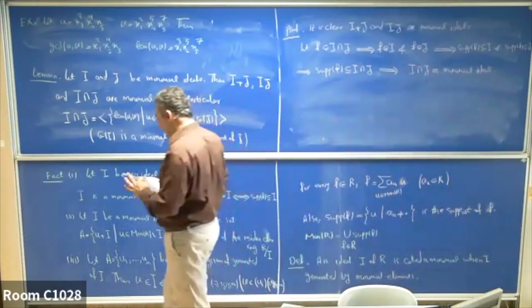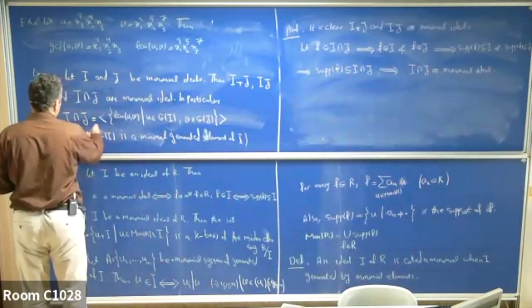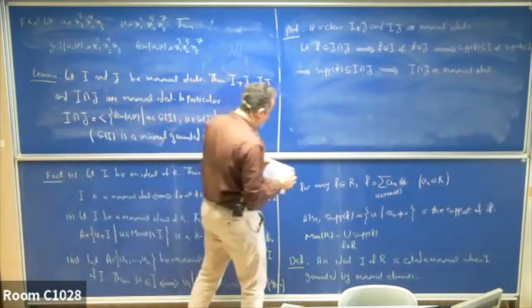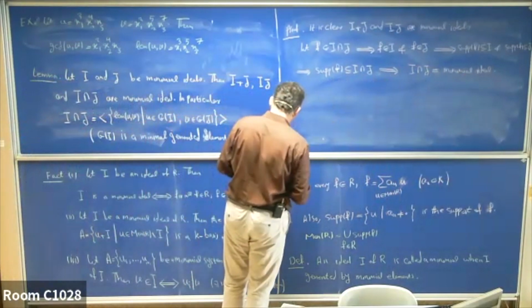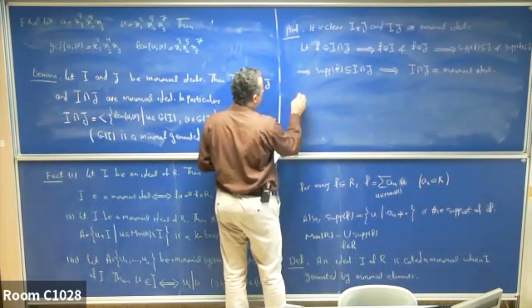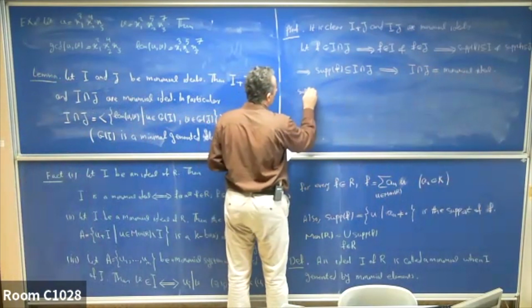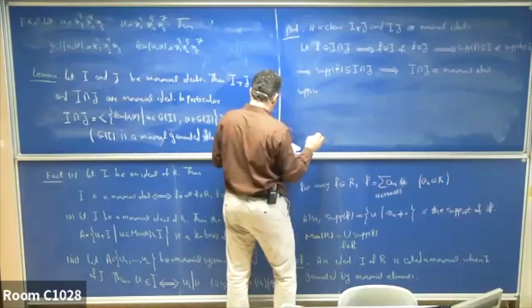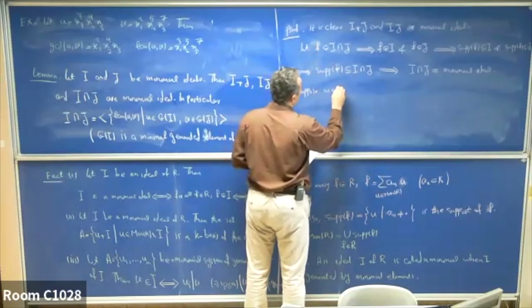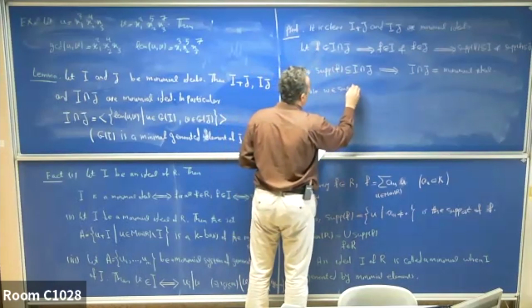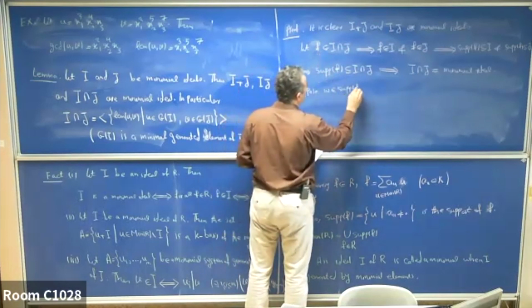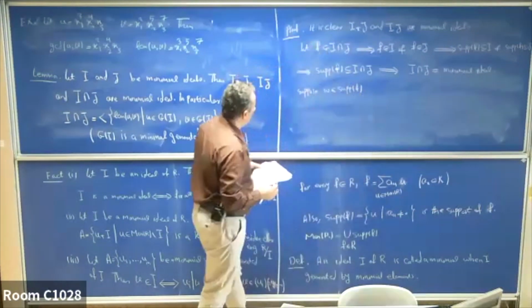So we want to prove these two sets are equal. So let's suppose W is in the support of F. We consider one arbitrary element of the support of F.